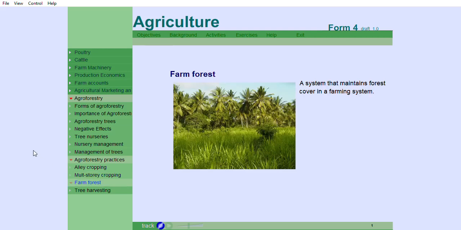Farm forest or woodlot. These are plots of land set aside for trees only. They are established on parts of the farm with low fertility. Farm forests produce timber and poles for construction, fodder, and wood fuel. Trees for farm forests should be fast-growing and will include eucalyptus and acacia.